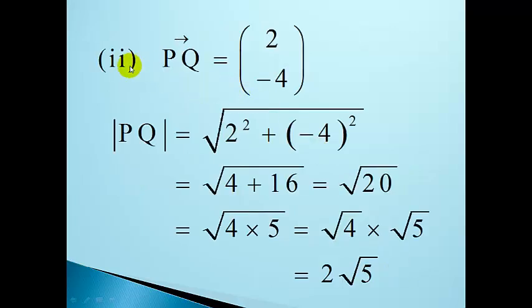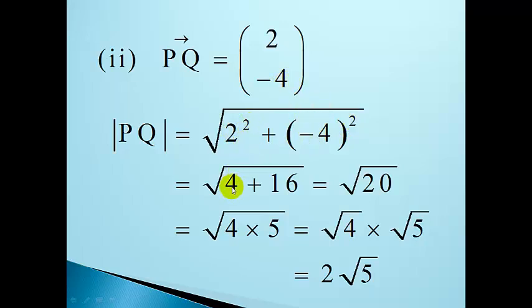Now we consider the vector in II. Vector PQ is equal to 2, minus 4. So the x coordinate is 2 and the y coordinate is minus 4. Now the magnitude of PQ is equal to the square root of 2 squared, that is the x coordinate squared, plus minus 4 squared, that is the y coordinate squared.